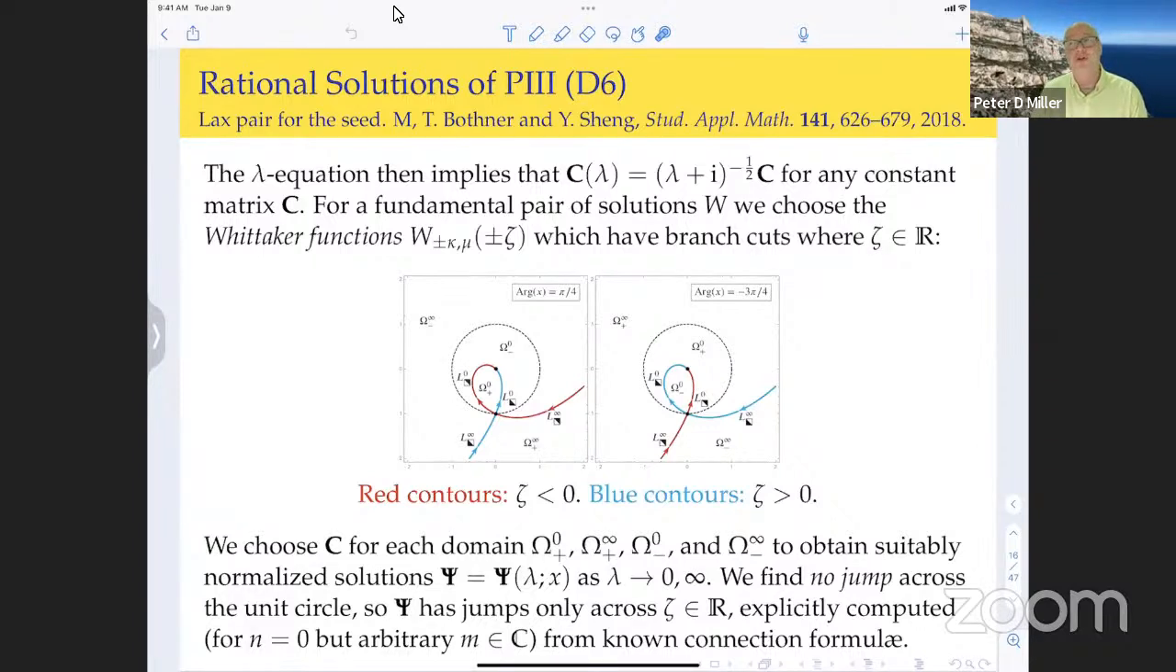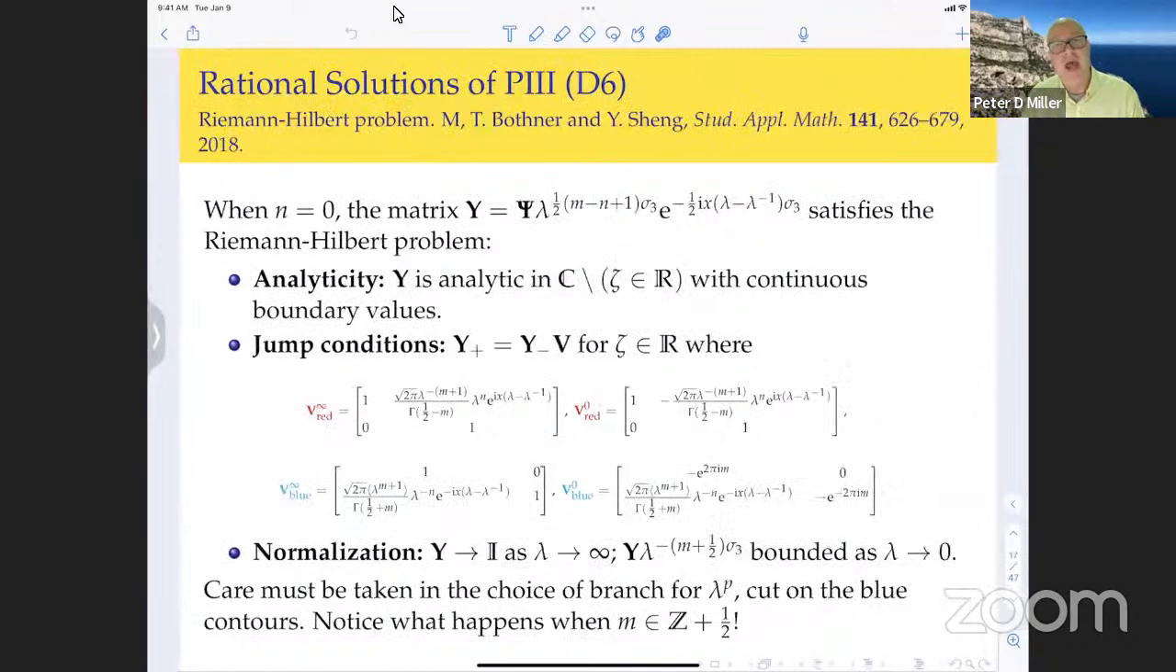And we can compute those using connection formulas for Whittaker functions. So here at the end is what the Riemann-Hilbert problem looks like after we build in the Schlesinger transformations to increment these indices. I'll say something else about that later on in the D7 setting. So when n is equal to 0 in particular, the matrix will take off some power and an exponential factor, and we'll call this matrix Y. And it satisfies the following Riemann-Hilbert problem.